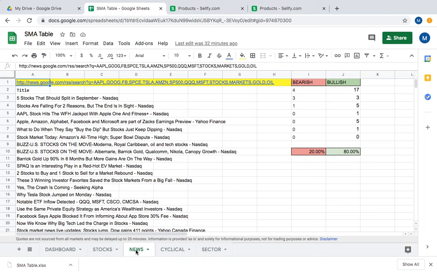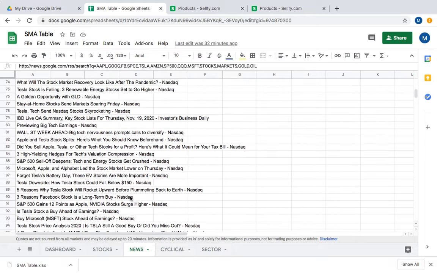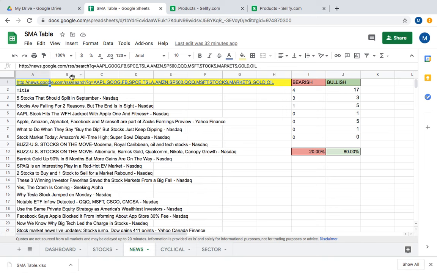Here is the news tab, and what this does is I have it importing, I think, 100 news headlines with the following tickers. So Apple, Google, Facebook, Virgin Galactic, Tesla, Amazon, S&P 500, QQQ for the NASDAQ, Microsoft, and then some keywords: stocks, markets, gold, oil.